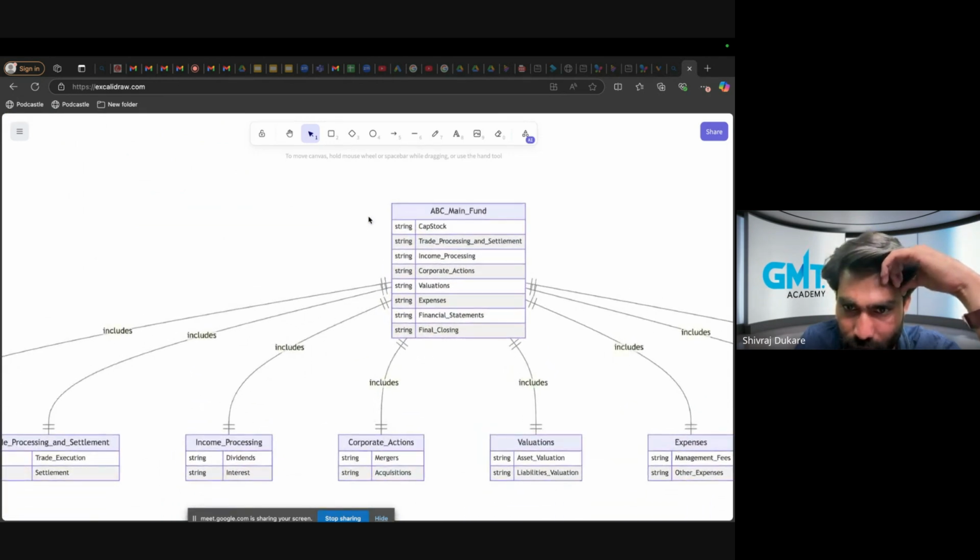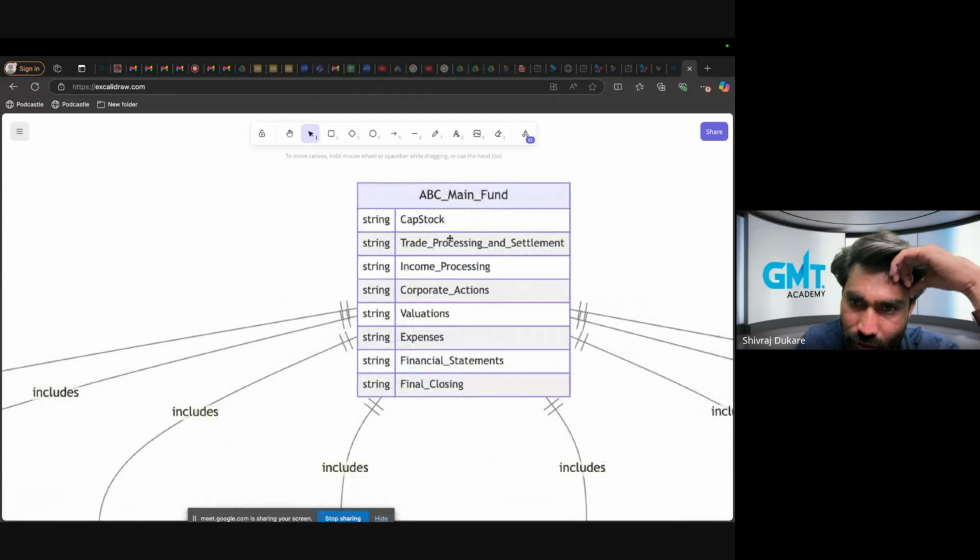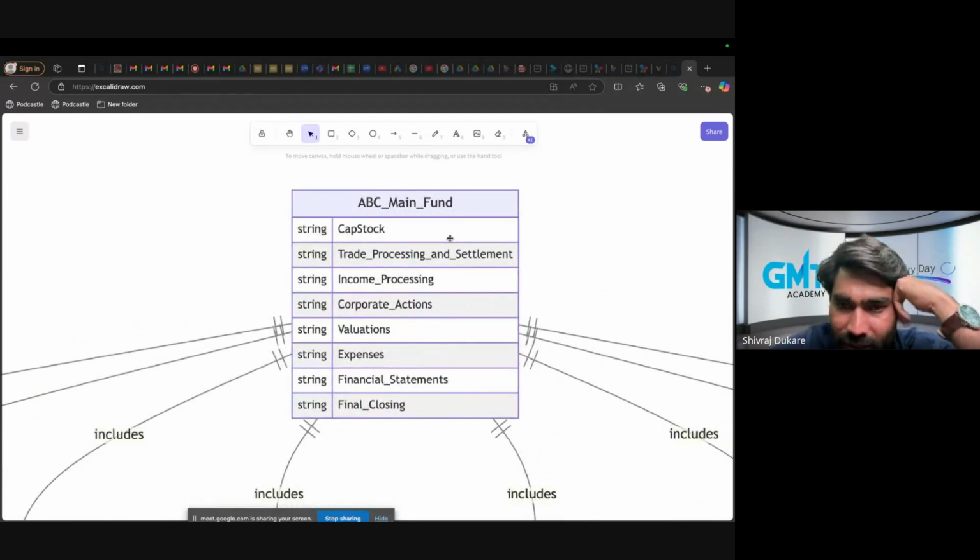Corporate action. Okay. So this is how your fund operation looks like, guys. The main fund can have different activities. Cap stock, which is for subscription and redemptions. Whatever subscription a fund receives, we book it in the system, and we have discussed the journal entries as well. Then the second one is trade processing.